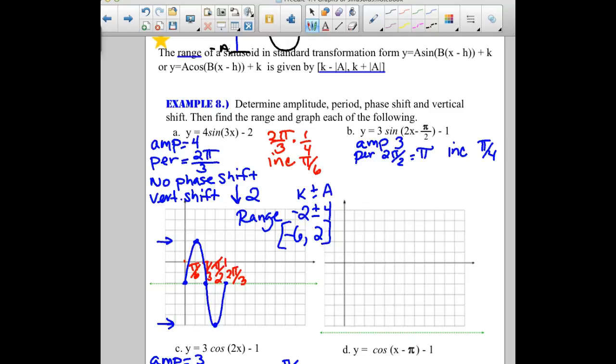Our phase shift. Now, you have to be kind of careful here because to identify the phase shift, this b term has to be factored out. Okay? So let's look at this 2x minus pi/2. If we factored a 2 out of that, what would we get? We'd have x minus. Factoring a 2 out just means we're dividing everything by 2, right? 2x divided by 2 is 1x. Pi/2 divided by 2 is pi/4. So what have we really done for a phase shift? We've moved right pi/4. Yep.